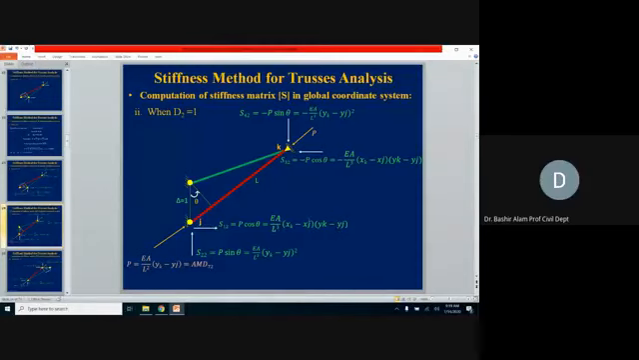EA over L cube, again you can see this is the typical property of this stiffness coefficient element. Here now the vertical component will become P sine theta. So P is already, we know, EA over L square Yk minus Yj, and sine theta is again Yk minus Yj. So EA over L cube Yk minus Yj square. Why is only Y involved? Because the action is in the vertical direction and the displacement given is also in the vertical direction.